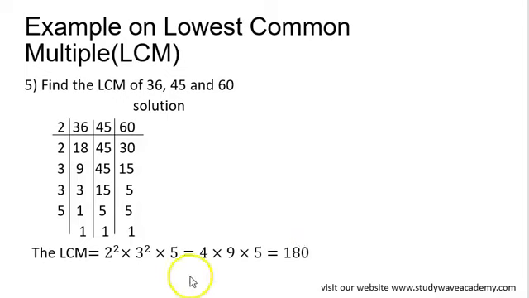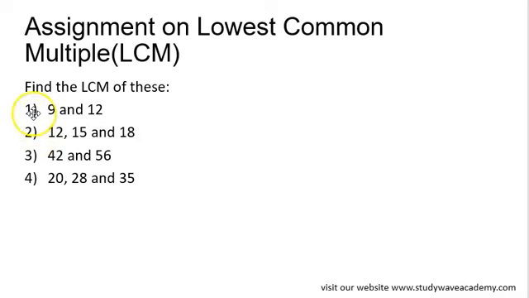Good. Now we have an assignment to do using our examples. Okay, I hope we'll be able to do that. We have to find the LCM of these numbers. We have 9 and 12, 12 and 15 and 18. We have 42 and 56, 20, 28, and 35. We have to use the previous examples to solve this. If we understood this exercise, we will know how to solve this using our previous example, right?